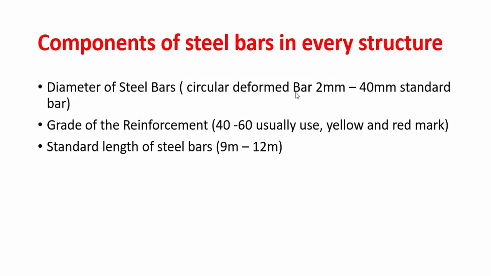The second point is the grade. Grade basically means the strength of the steel. If the strength of the steel is higher, it will be costly, and if the strength is less, it will be less costly. So there is a cost factor, and also other factors that the designer assumes, whether it should be 40 or 60. For rigidity, we need 60 grade of steel bar.